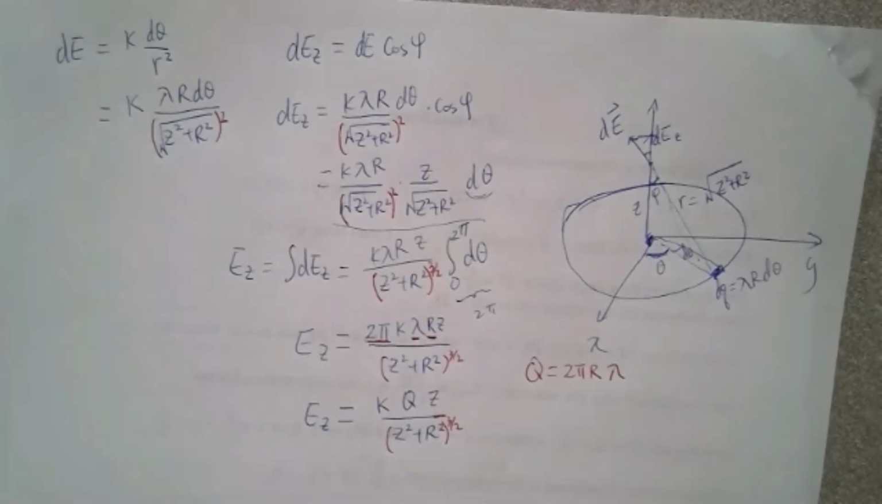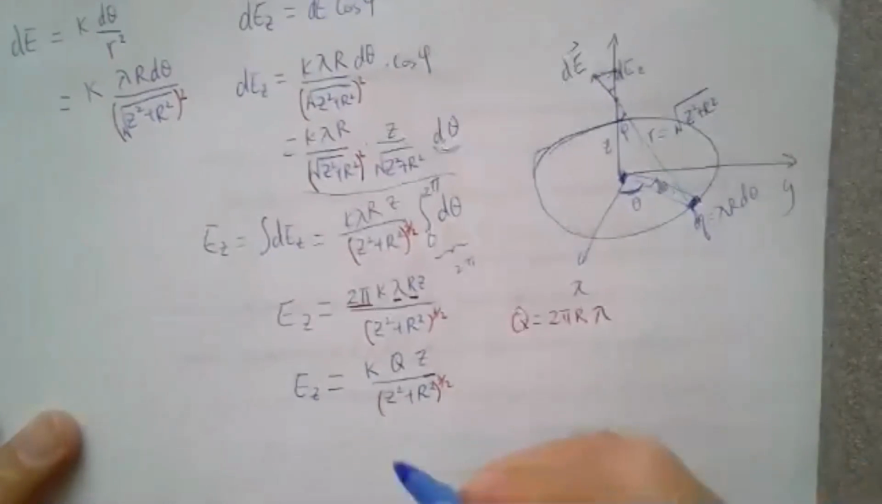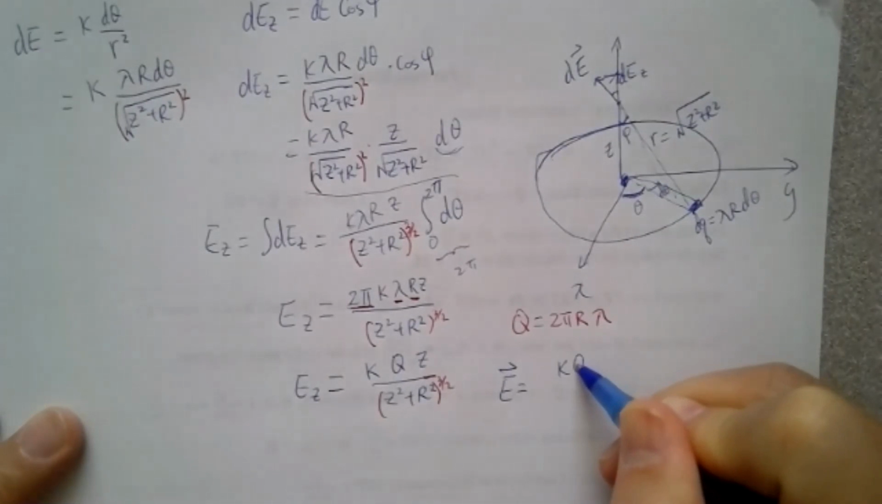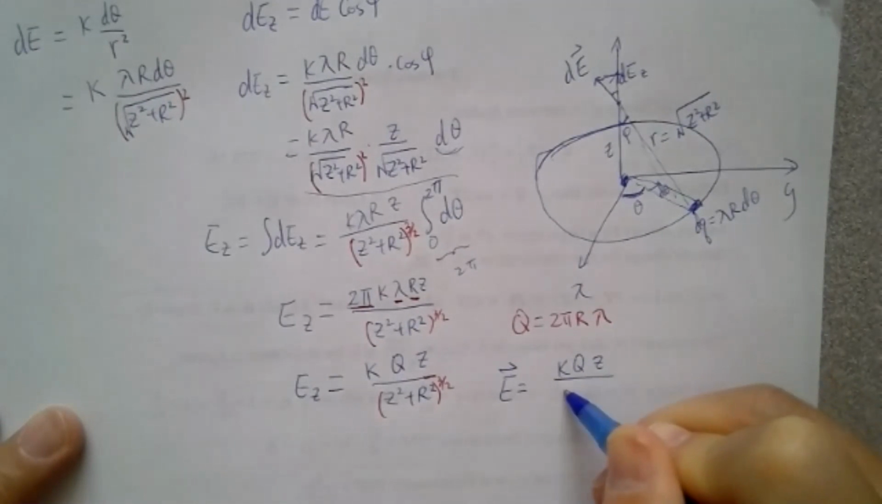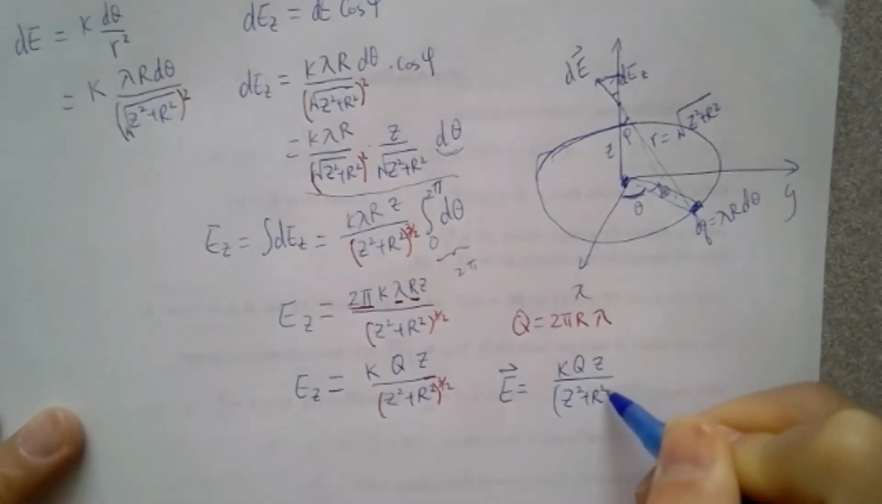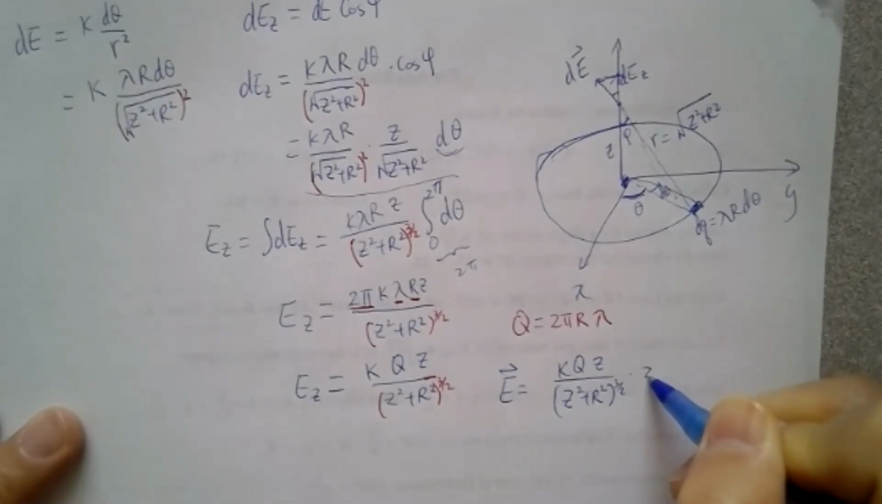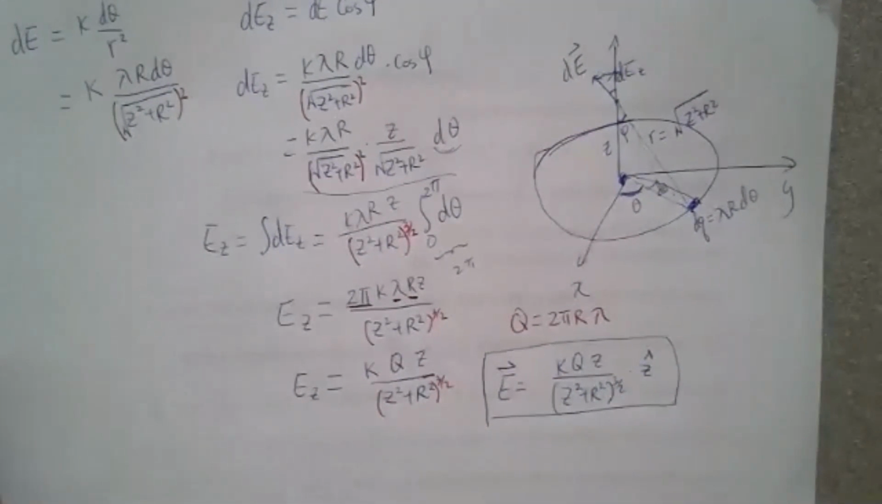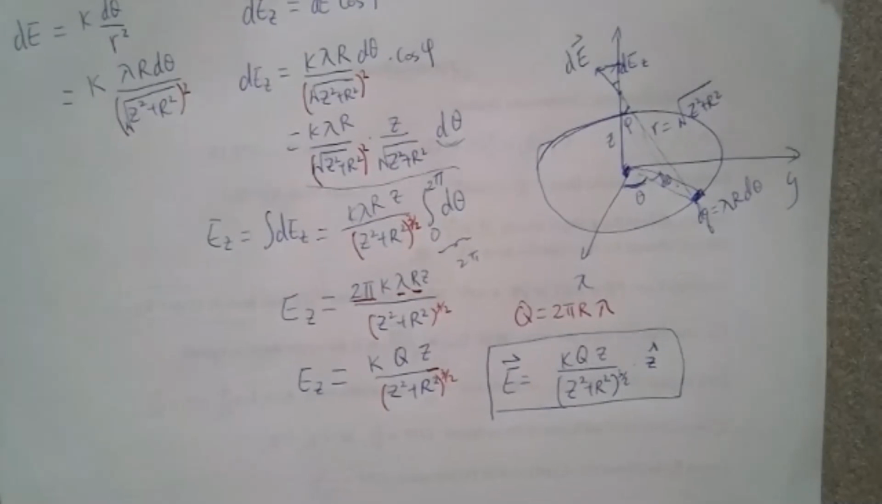And then the E field will be just in the Z direction. So your E, if you want to include a direction, is equal to KQ Z over Z squared plus R squared to the 3/2, in the Z direction, unit vector Z direction. All right. Let me know if you have a question about this one, okay?